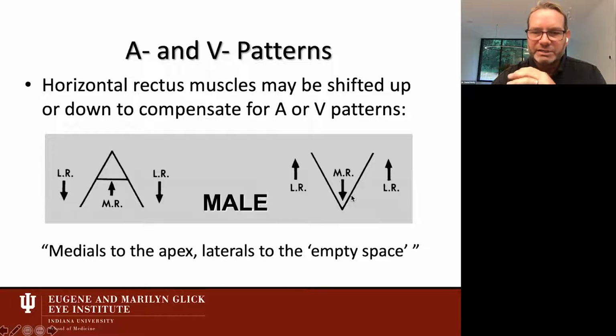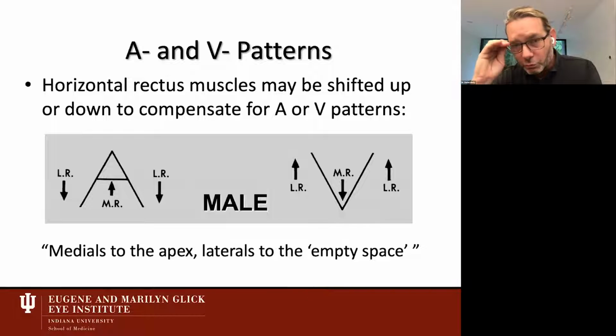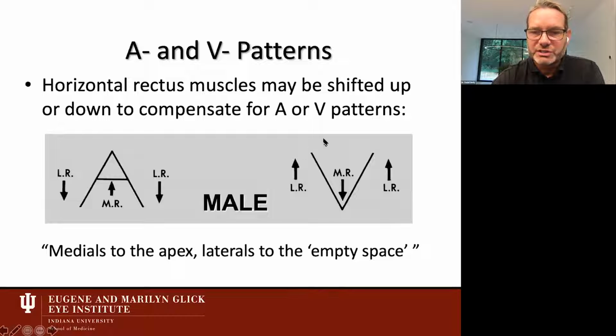The same rule applies to V patterns. If you're working on the medials, whether it's a recession or a resection, you're going to shift the medials towards the point or apex of the V triangle. Apex is the point. If you happen to be working on the laterals, recessing them for an exotropia or resecting them for an esotropia, you're going to shift the laterals towards the empty space where the pattern is open, where the letter is open. Okay, so MALE, this is how we can recall that.